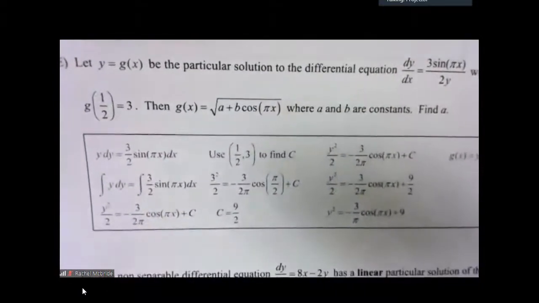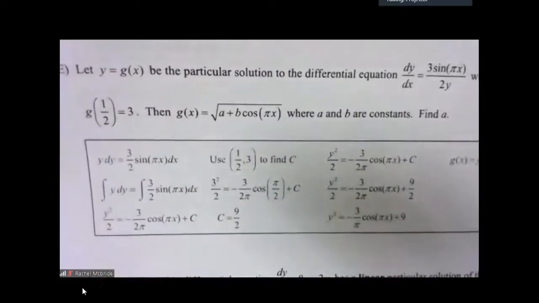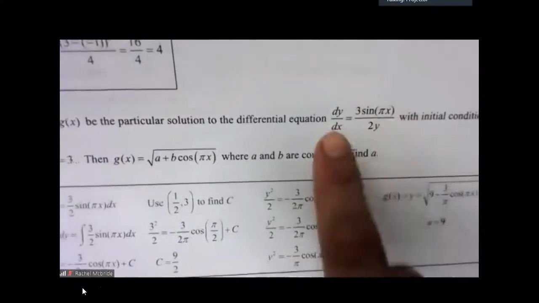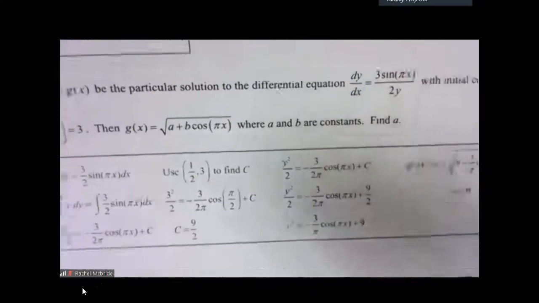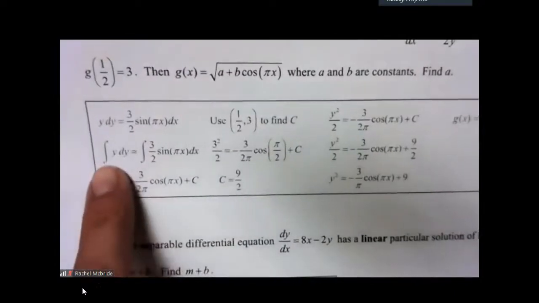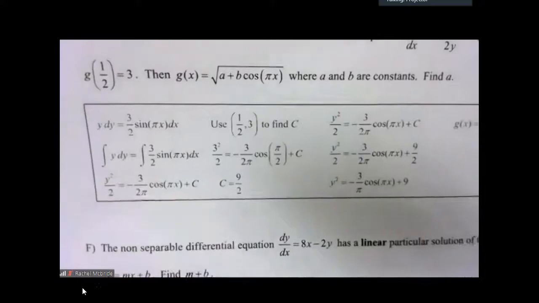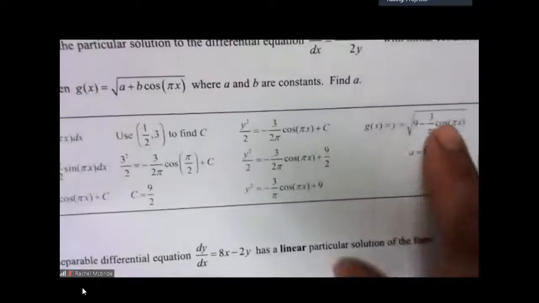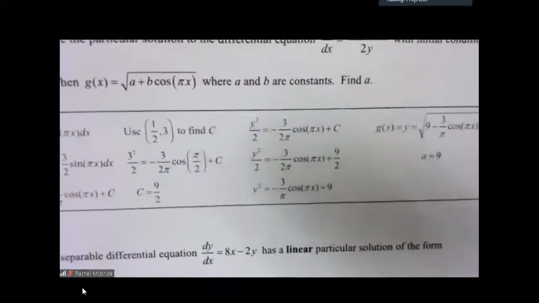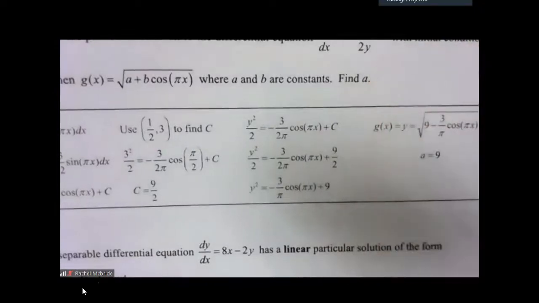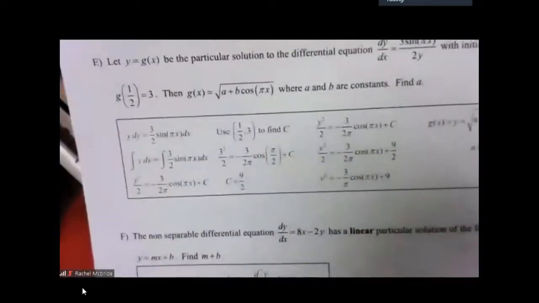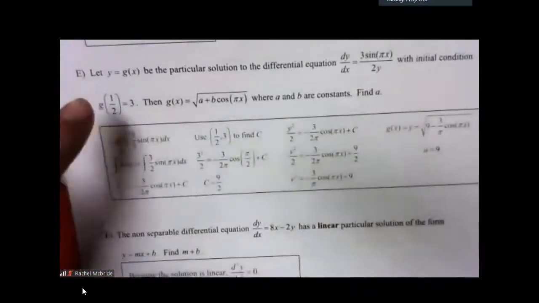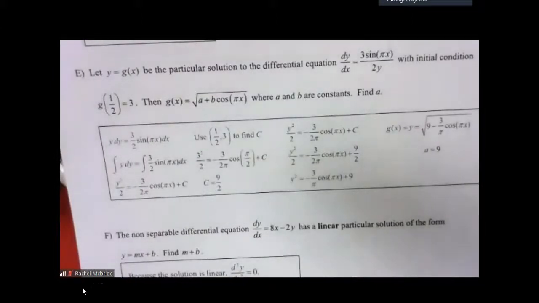A particular solution given multiple parts and given y's and x's meant you had to separate your variables and take your antiderivatives. Separated variables, antiderivatives. Finding C, getting your final equation, and again taking into account whether you had the positive or the negative part of our circle. And again, this side is the positive side, because our point (1/2, 3) was in quadrant 1.